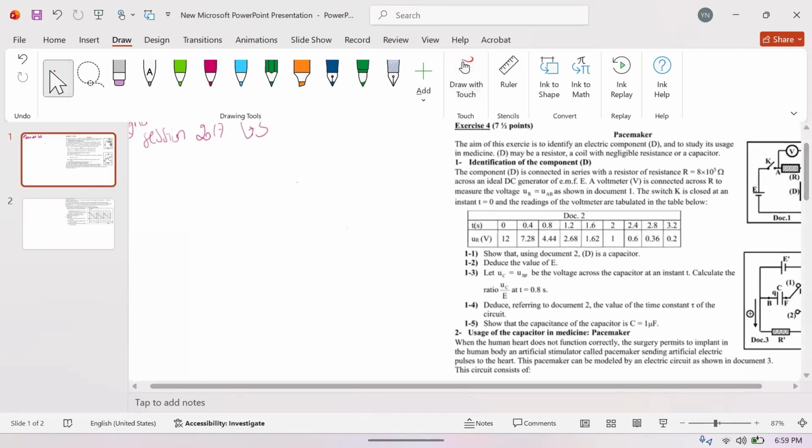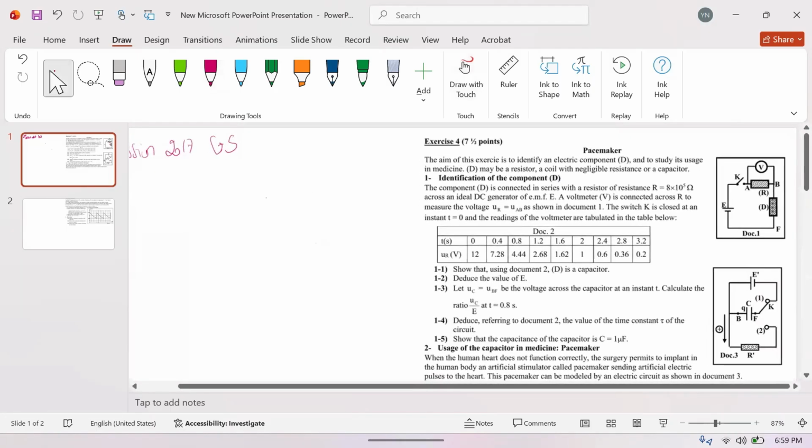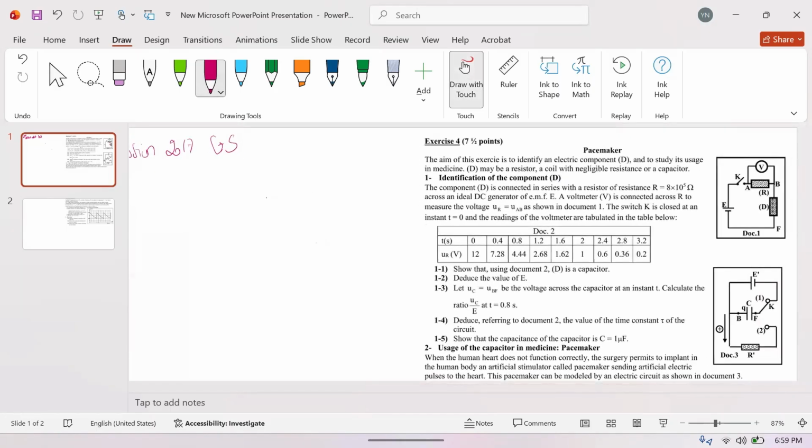Okay? So in this exercise, we have document 1, we have a battery E, we have K, the switch, we have a resistor R, and we have a component D that we don't know anything about yet. But since it's the capacitor exercise, then of course D should be a capacitor. Now, in part 1, our job is to identify this component.